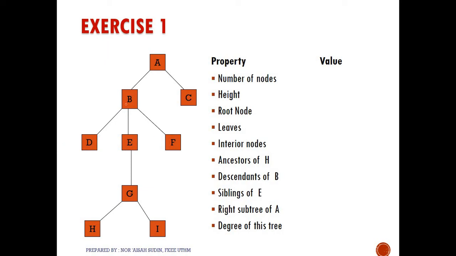Okay, the number of children in B is 3, whereas the number of children of G is H and I, which is only 2. So the maximum one is 3. The degree of this tree is the maximum number of children of a node in a tree. So the degree of this tree is 3.